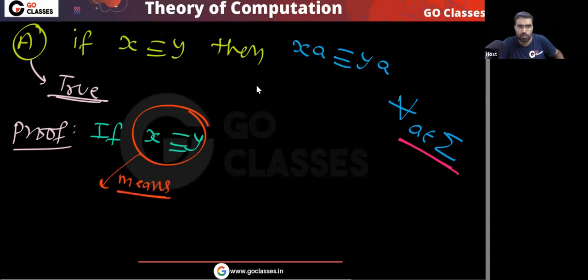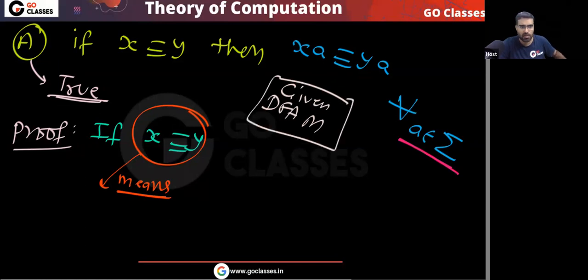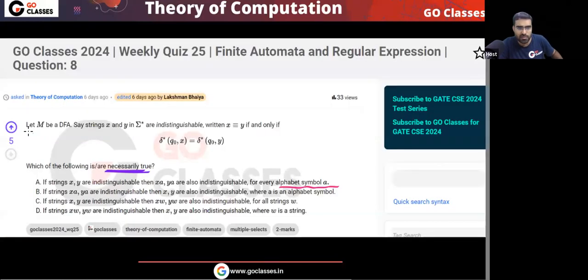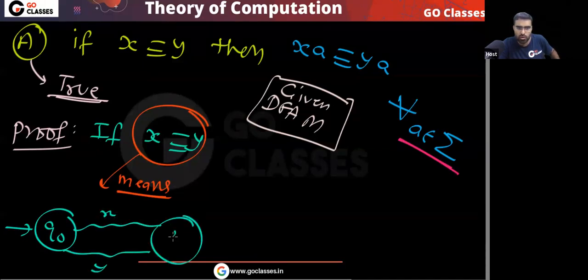This means that from the initial state, remember some DFA is given to you. So let's assume some DFA M is given to you. In the question, some DFA is given. Now let's see. So tell me what this means. x comma y are equivalent. This means that from the initial state, on x, on y, you are going to same state.